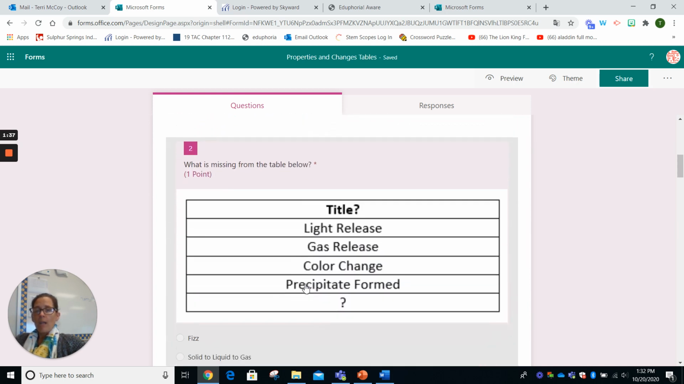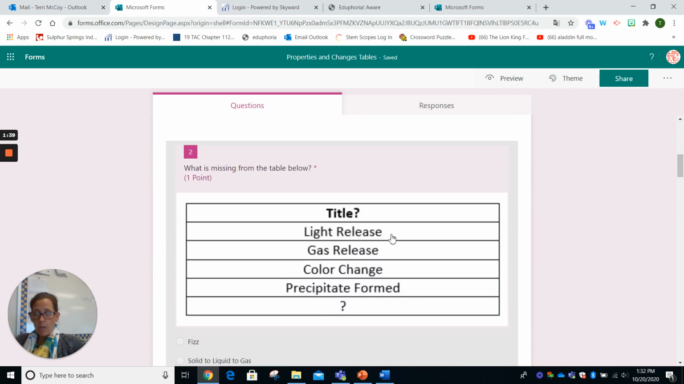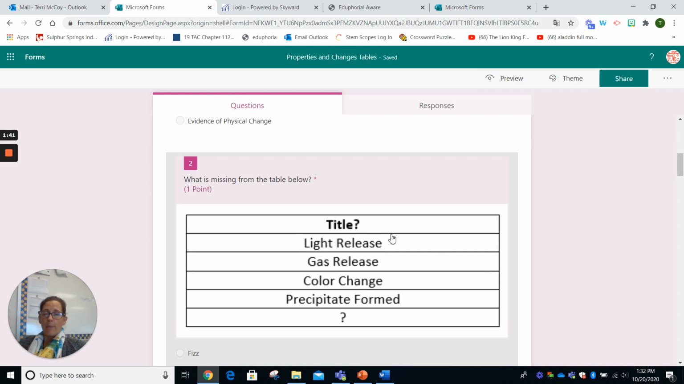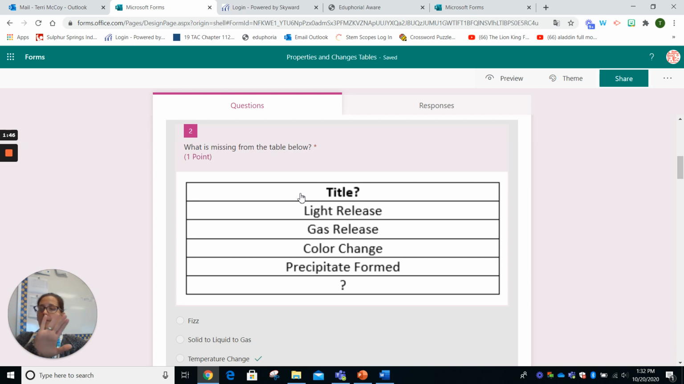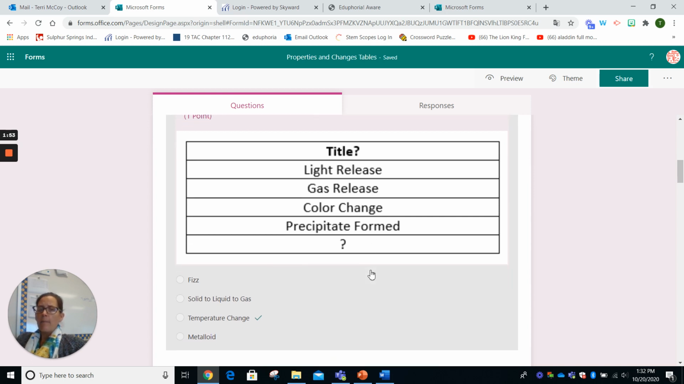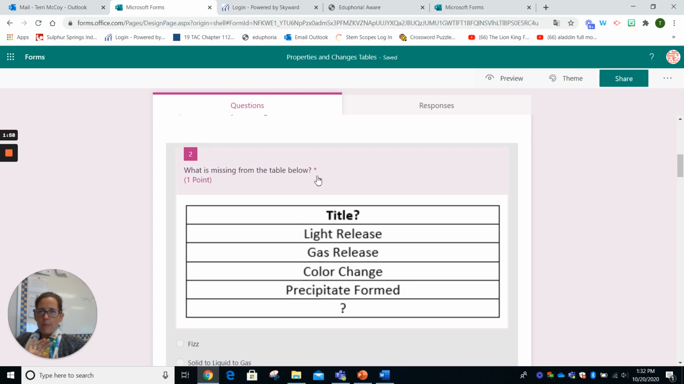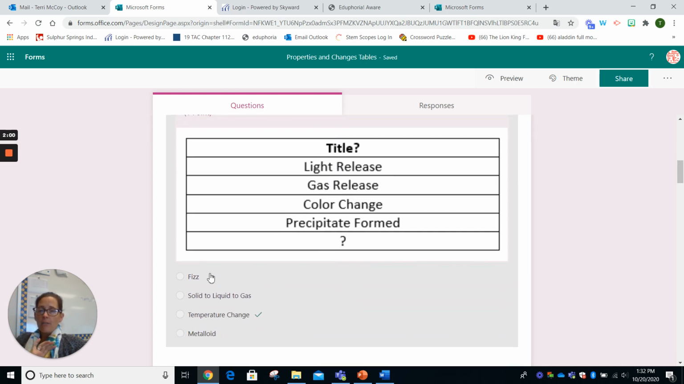Number 2, we have the same table that we had in number 1. So we know the name of it is going to be evidence of a chemical change. We found that from Cool Guys Love Their Phones, but now we have one missing and we need to figure out which one that is. So what is missing from the table below? There's our question mark. Our answer choices are fizz, solid to liquid to gas, a change of state of matter, temperature change, or a metalloid.